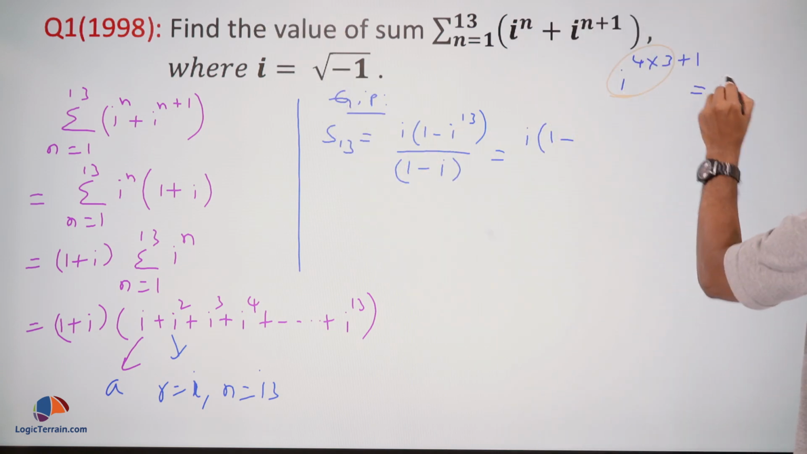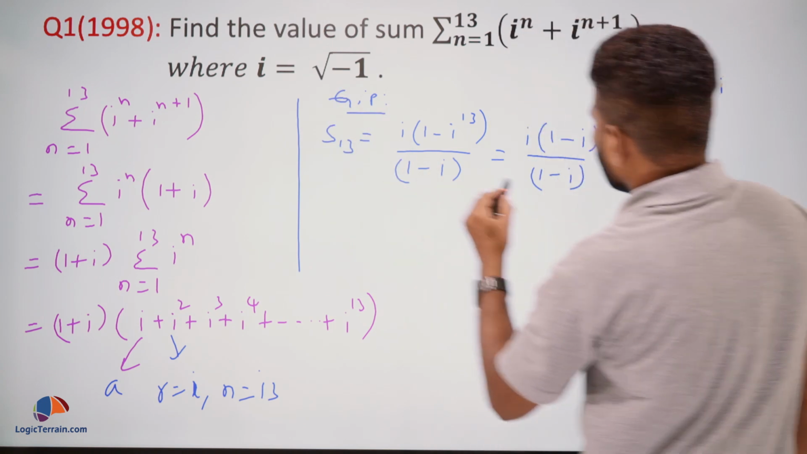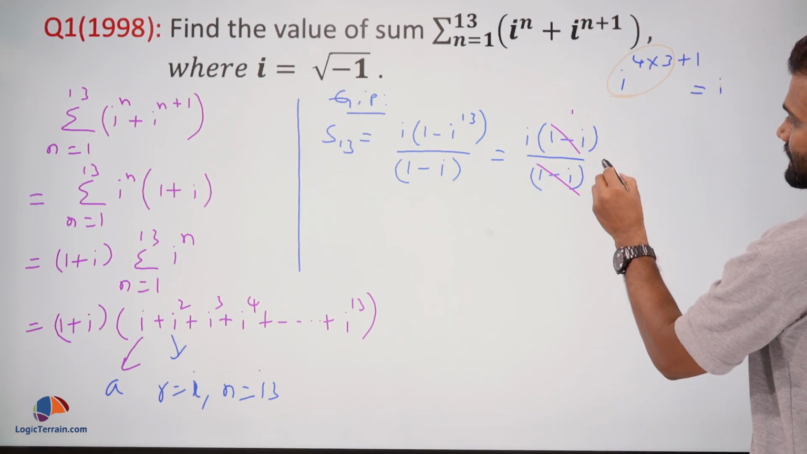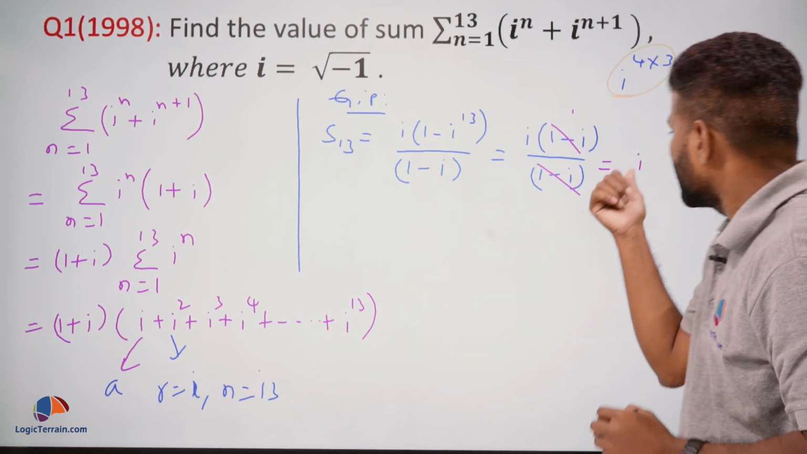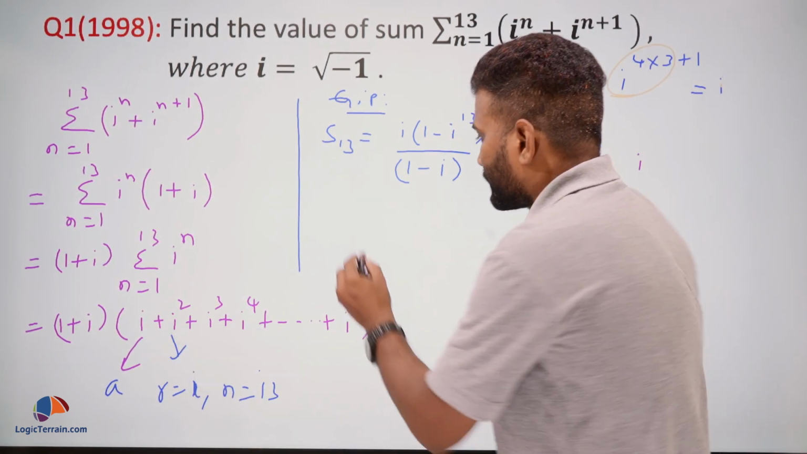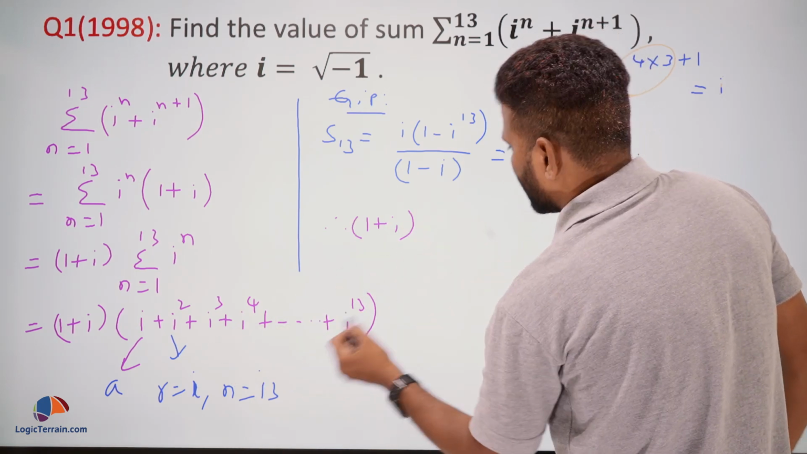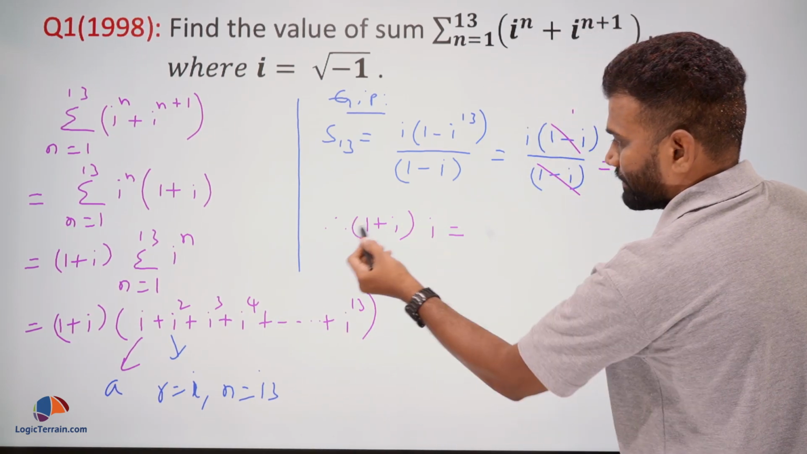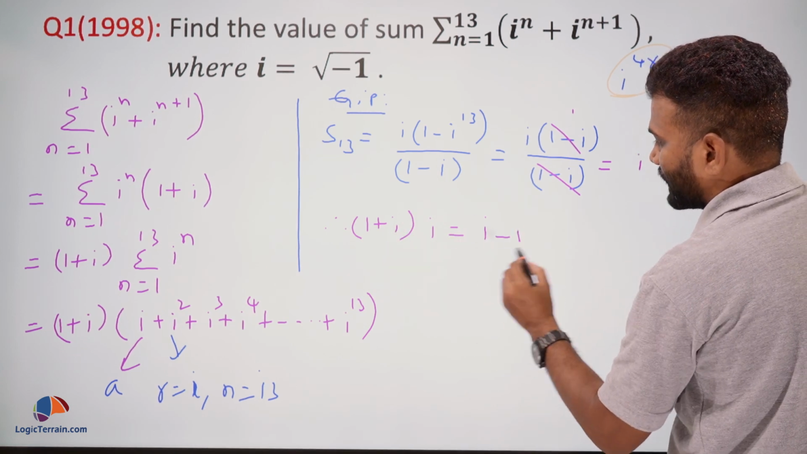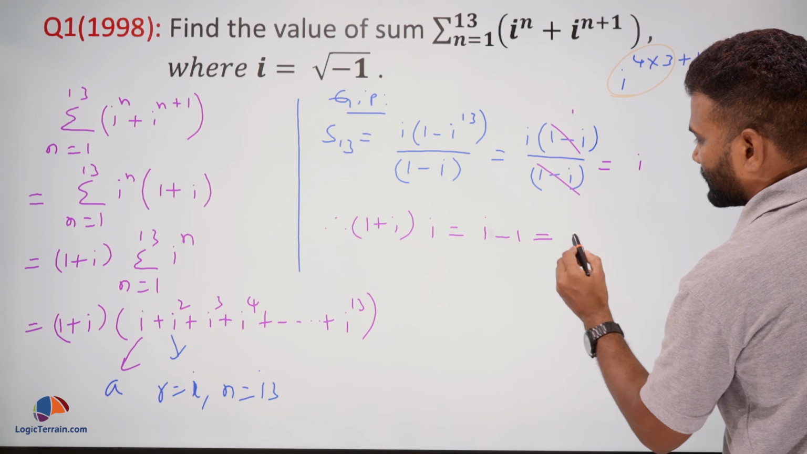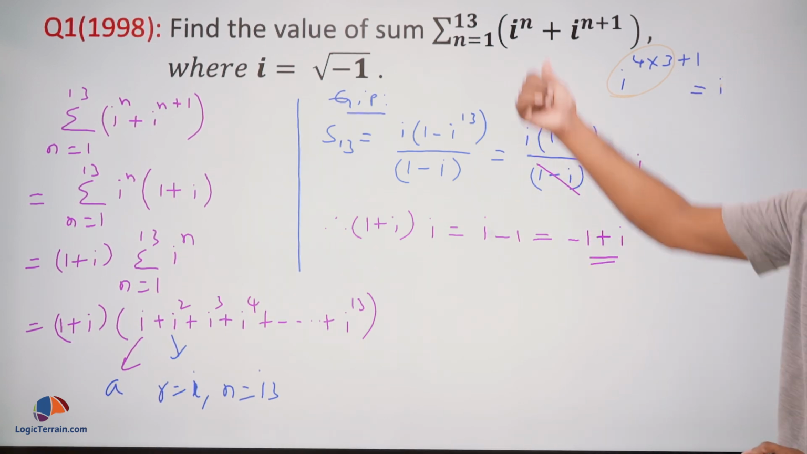So i upon (1 minus i), here 1 minus i gets cancelled and we are left with i. So the sum of this sequence is i. Now we'll multiply. Therefore 1 plus i into this sequence we got, i, is equal to, when you multiply 1 into i, and i into i squared, that is negative 1. So we can also write negative 1 plus i as our required sum.